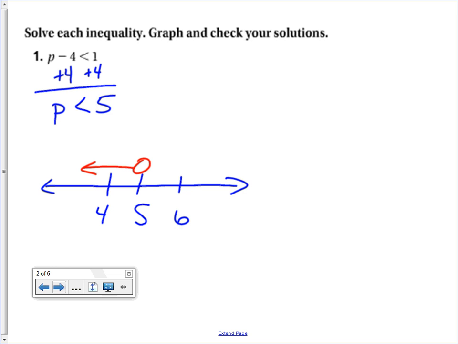Now, the second part of it says check your solutions. So what does that mean? Well, if you look at the solutions that we have graphed, we have the arrow pointing this way, which means anything less than 5 would be a solution. So what would be a number that would work? Well, 4 is less than 5, so yes, our solutions do work.